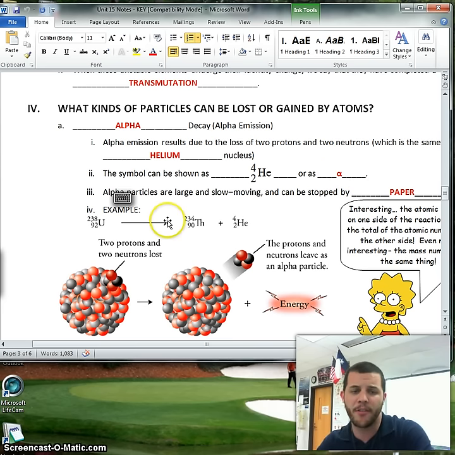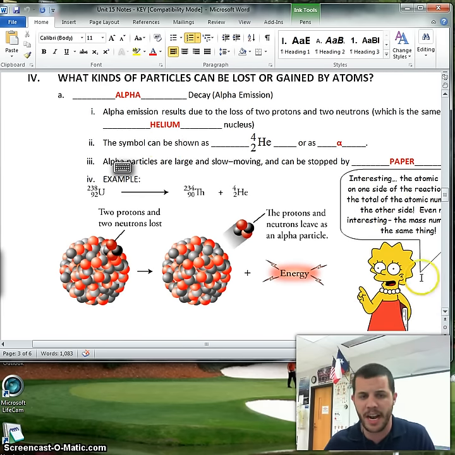It says alpha particles are large and slow moving, and they can actually be stopped with something as small as a piece of paper. So take a look at this reaction here. I've got uranium-238. Well, I know that this is uranium-238 because here's my symbol for my element. Here's my atomic number down here, and then my mass number up here.